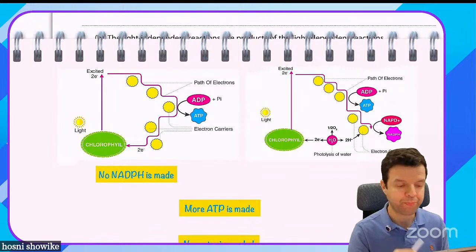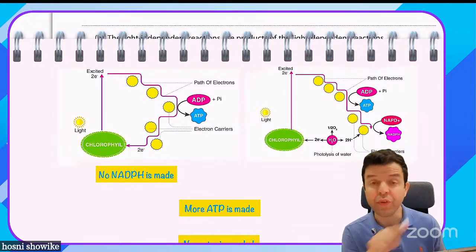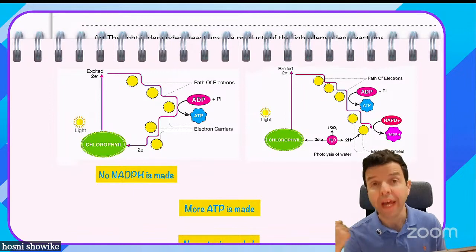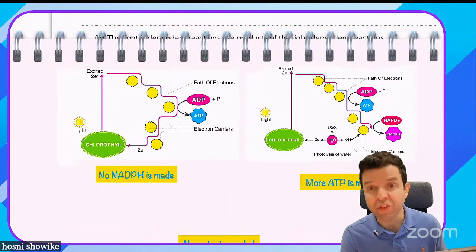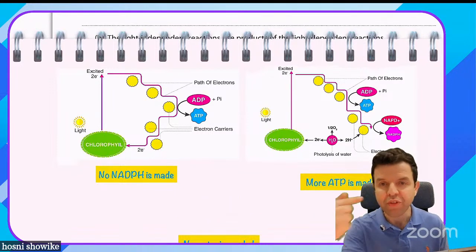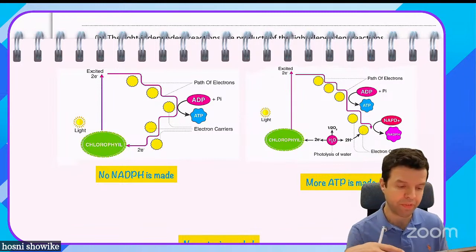Okay. Where am I expected to make ATP? Now, this is controversial, but you make more ATP with the non-cyclic pathway, simply because the chain is longer. You get more electron transport chain and you get more protons being built up there.